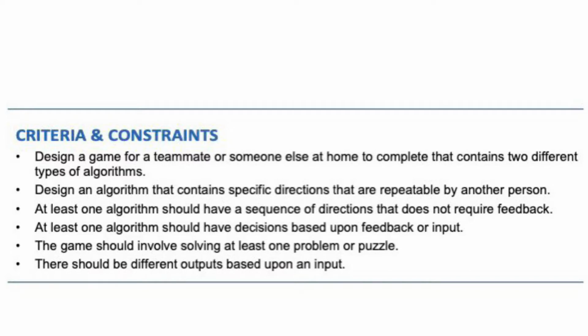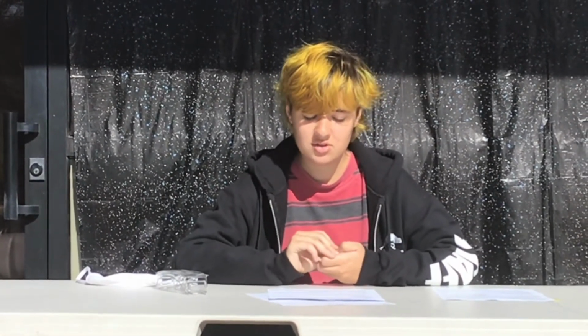The game should involve solving at least one type of problem or puzzle, and there should be different outputs based on the inputs. You experience things every day that use algorithms to make things work around your home and in life. Algorithms can be used to achieve different outputs or outcomes based on input, processing, and output. Inputs are sensors or data that can alter the path of the directions and create a different outcome.